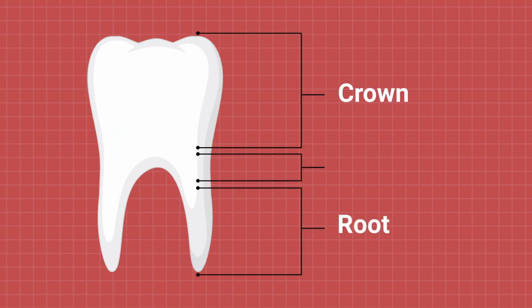Crown, root, and neck. The crown and the root are the two structural sections of a tooth. The top portion of a tooth that is exposed and noticeable above the gum, the gingiva, is called the crown. Enamel covers it, safeguarding the dentine underneath.